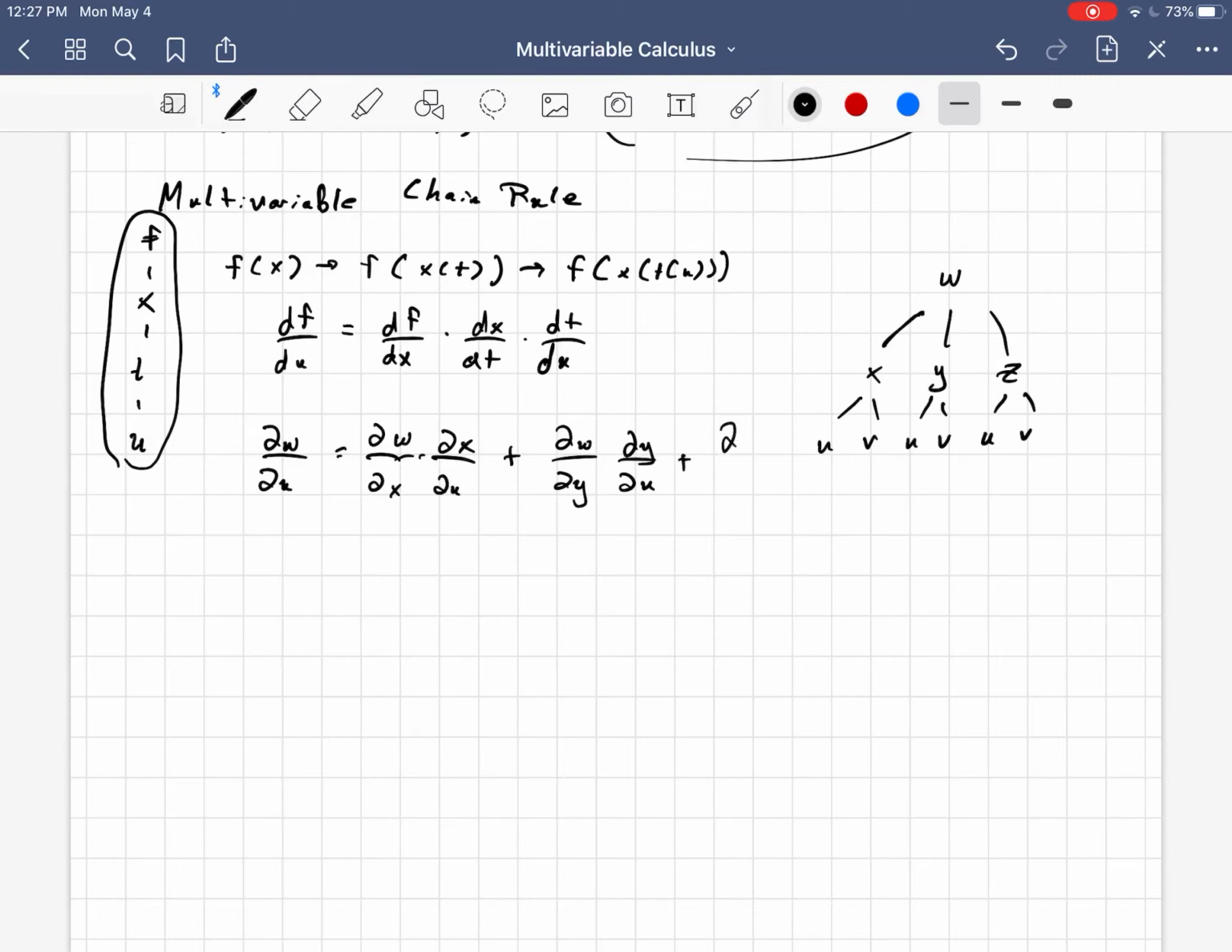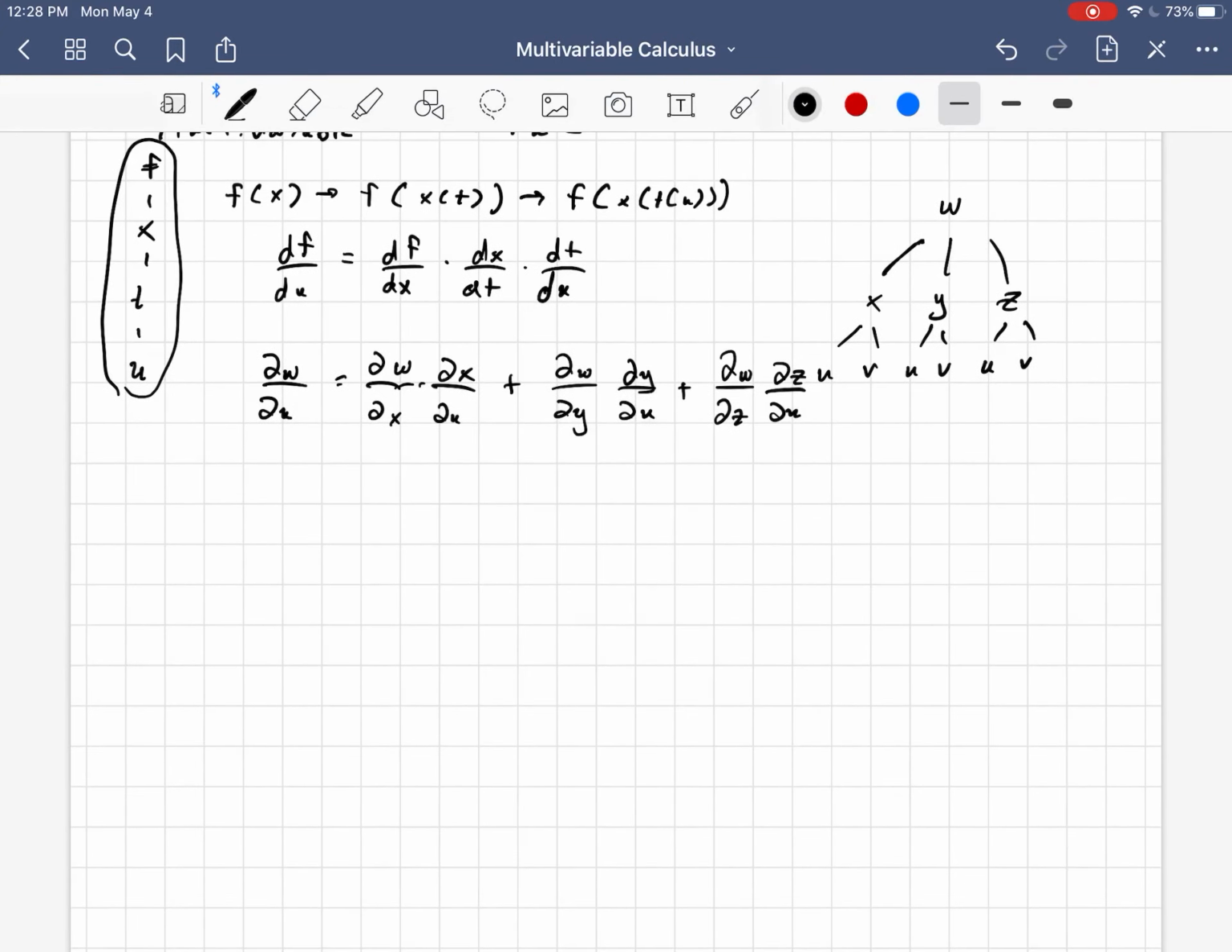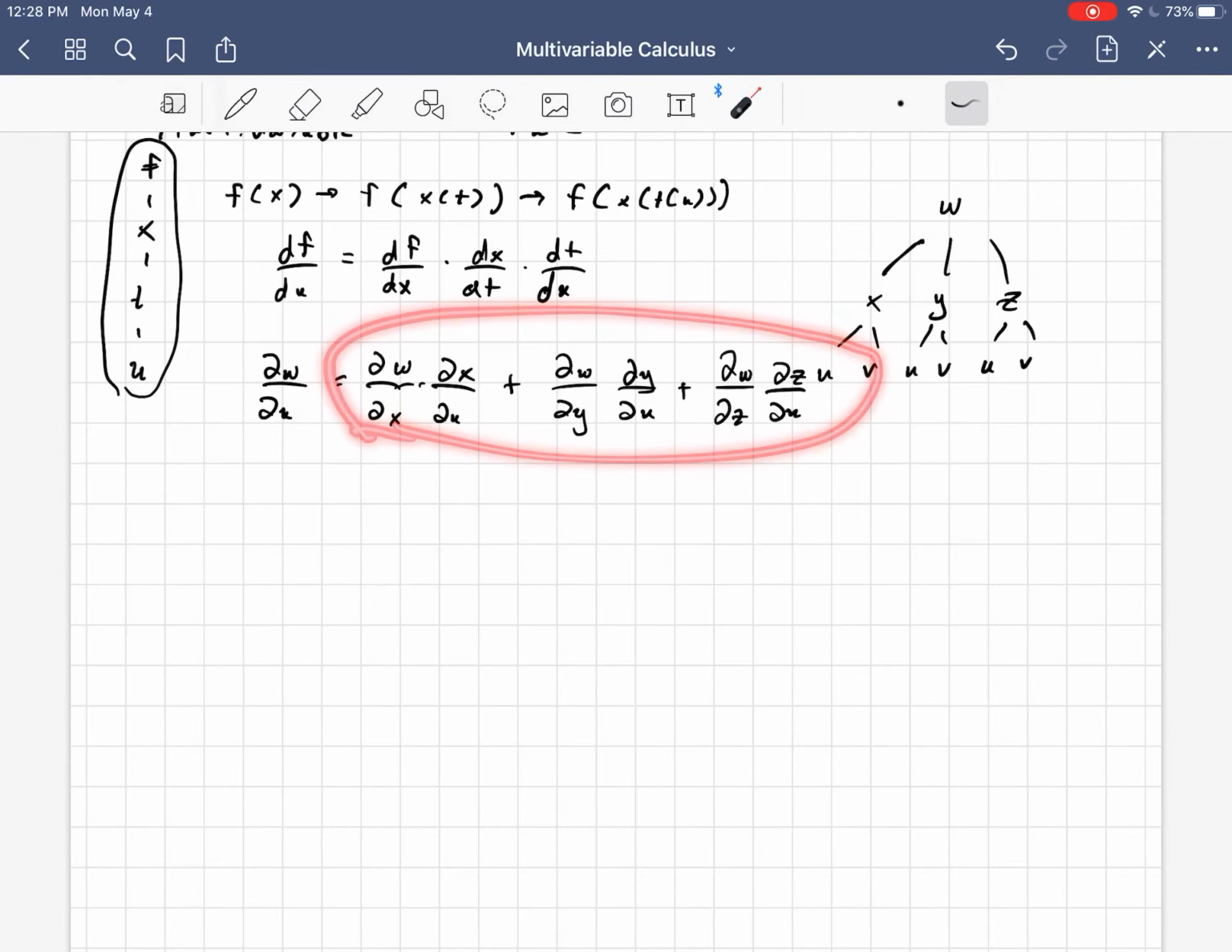And then now we add our final way to get to u, which is to go from w to z, and then from z to u. So partial w with respect to z times partial z with respect to u. And this would be dw over du by the multivariable chain rule. That's what you would have to then calculate.